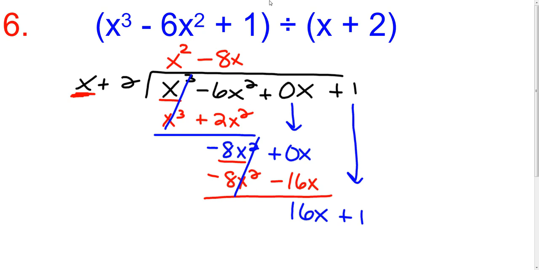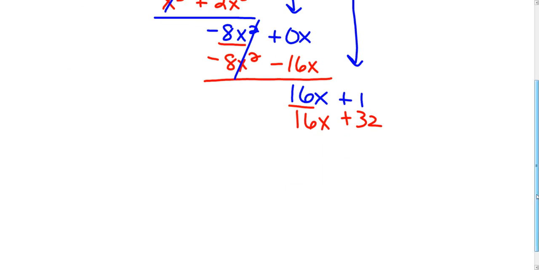Okay? And so now I need to figure out x times what should I put right here will give me 16x. And hopefully you can recognize that that would be a positive 16. Okay, and I'll go ahead and distribute again. So 16 times x is 16x, and 16 times 2 is 32. And again, you're going to subtract. So 16x minus 16x drops, and 1 minus 32 is negative 31.